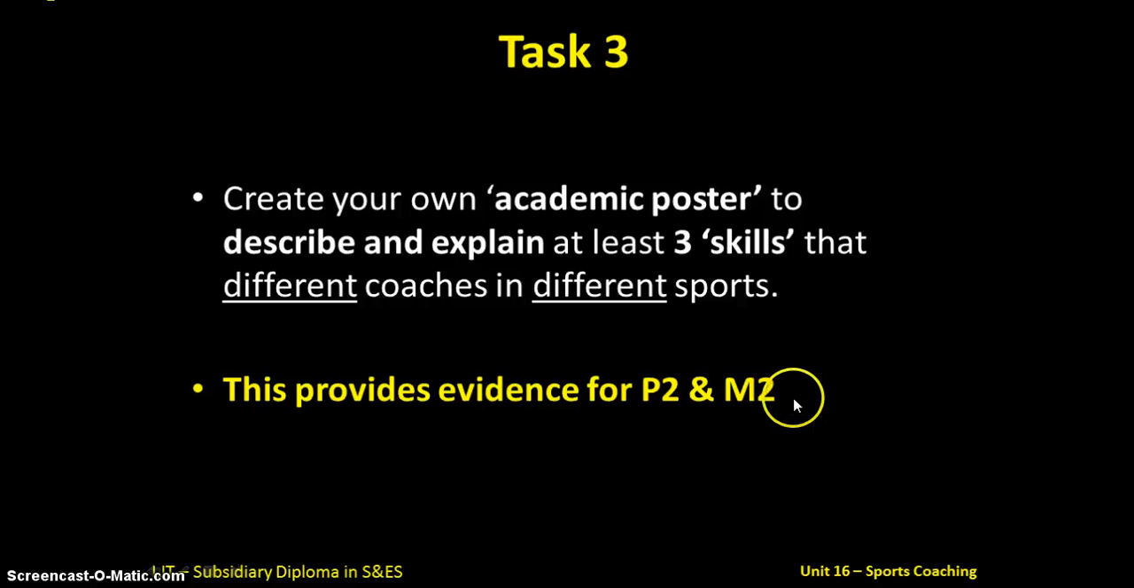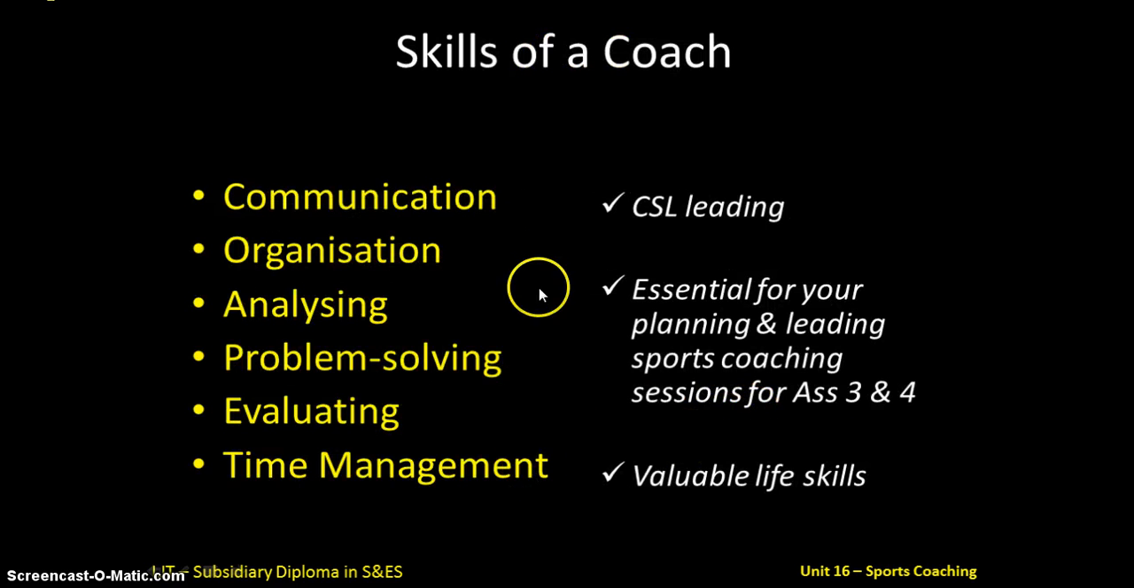Task 3, create your own academic poster to describe and explain at least 3 skills. So 4 roles, 4 responsibilities, and 3 skills. And this is for P2 and M2. So tasks 1 and 2 were towards P1 and M1, and this task is towards P2 and M2. And here are the choices. Skills are listed here. You've got to pick 3 of those to describe and explain.